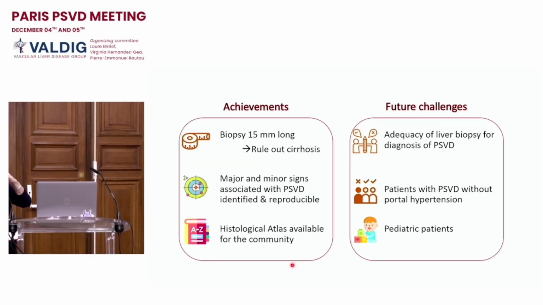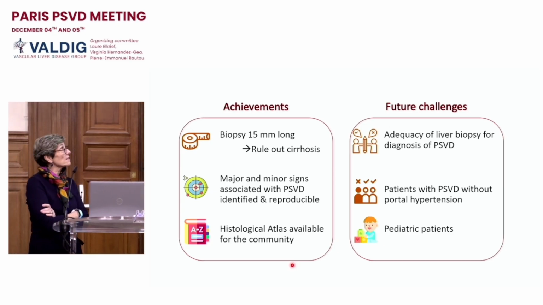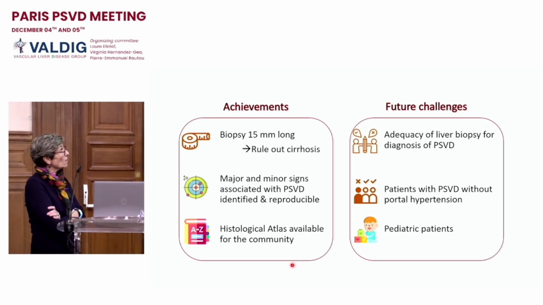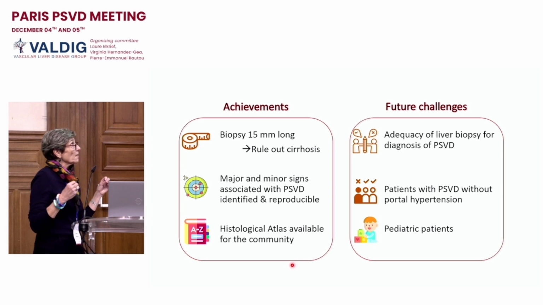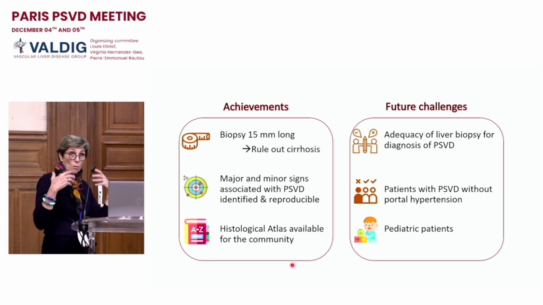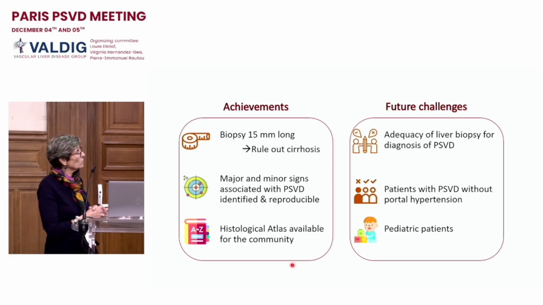So thank you, Alexandre. To conclude, I think we have achieved some of our goals, especially demonstrating the length of biopsy to rule out cirrhosis, 15 millimeters long. We were able to identify major and minor signs associated with PSVD, and the reproducibility of these signs between the pathologists is very good, and we have provided a histological atlas which is available for the community.